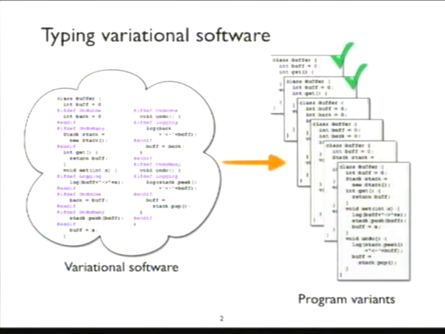So the naive approach is just to generate all of the variants and type check them individually. But the problem is obviously that this doesn't scale. Even for a relatively small number of variables, it's going to be infeasible to do this brute force strategy. So what we want to do instead is type check the variational program once, and if this is type correct, then all of the variants that we can generate will also be type correct.